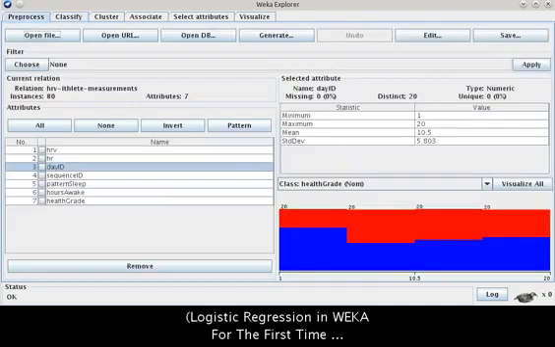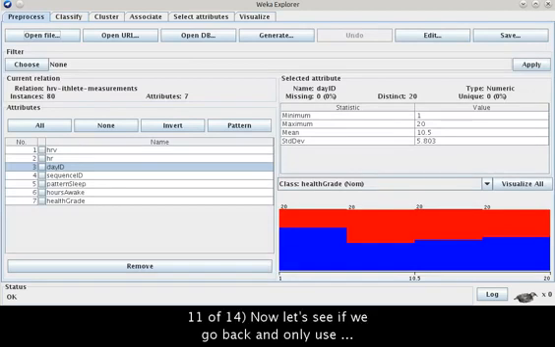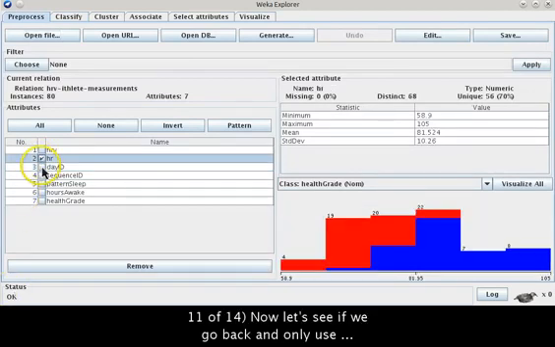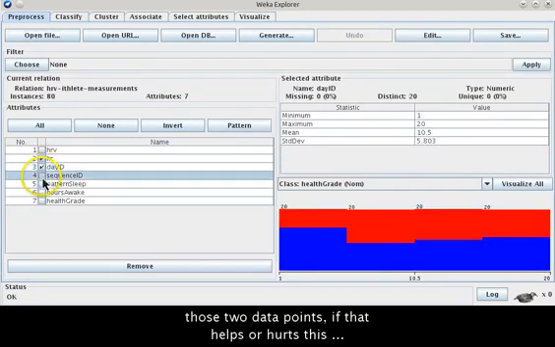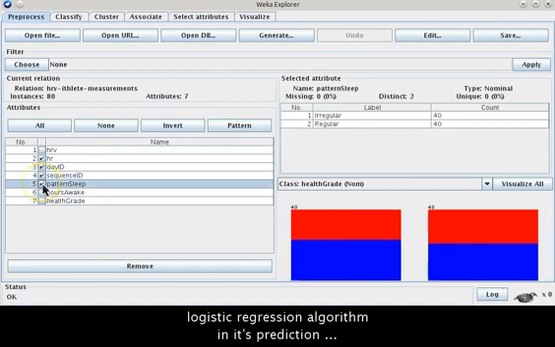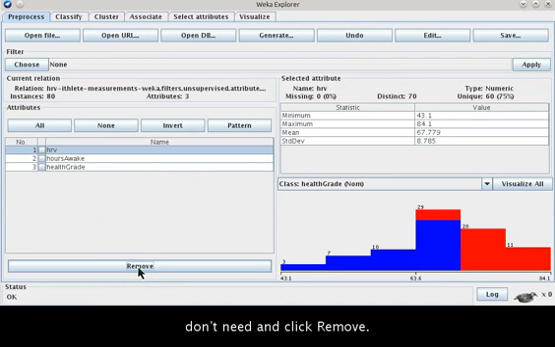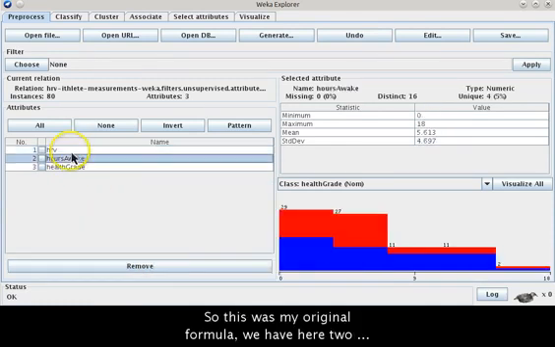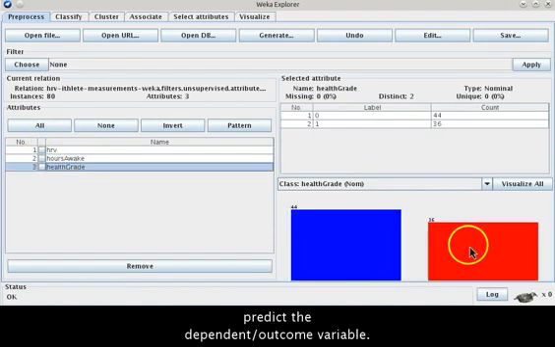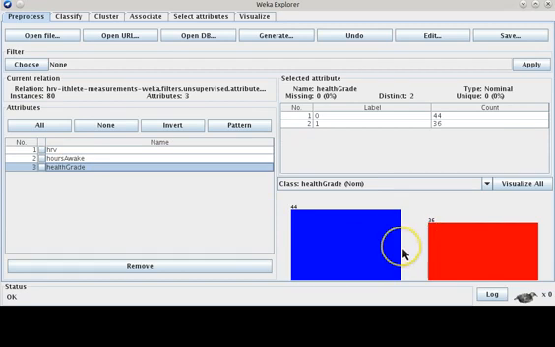Now let's see if we go back and only use those 2 data points, if that helps or hurts this logistic regression algorithm in its prediction accuracy. We click the data points we don't need and click remove. So this was my original formula. We have here 2 independent variables, and based on how they relate to each other, we're going to see how close we can predict the dependent or outcome variable.